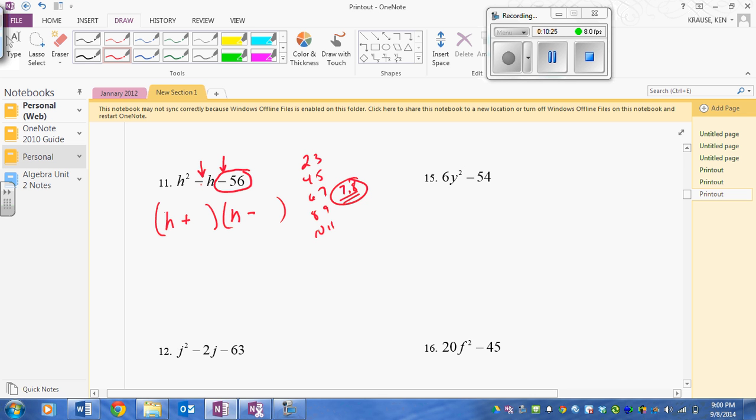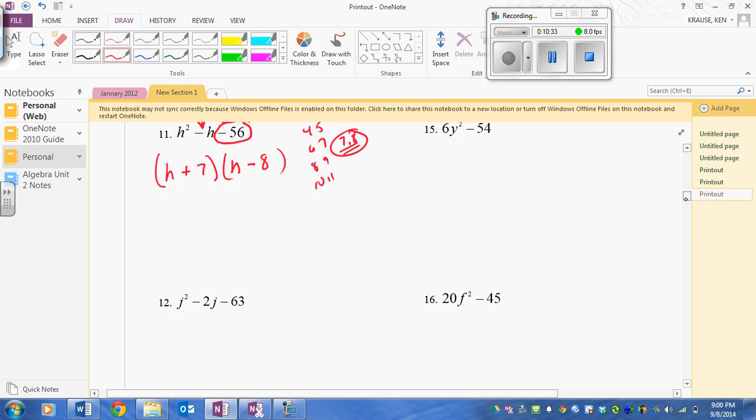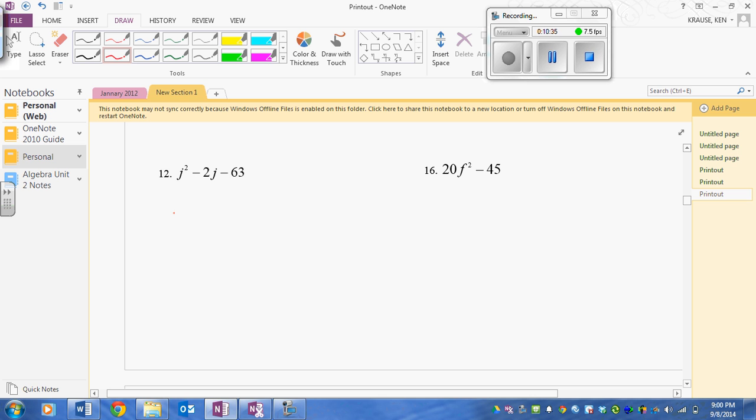So the larger one has to be negative, since that's a negative. So 8 and 7. And now the next one, they don't have to be 1 away from each other, they have to be 2 away from each other, because the middle number is negative 2, and because they multiply to give you a negative. So, again, the larger one's going to be negative.